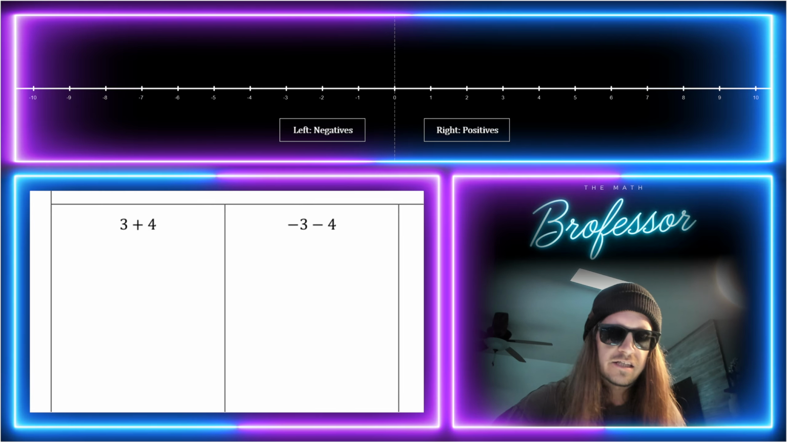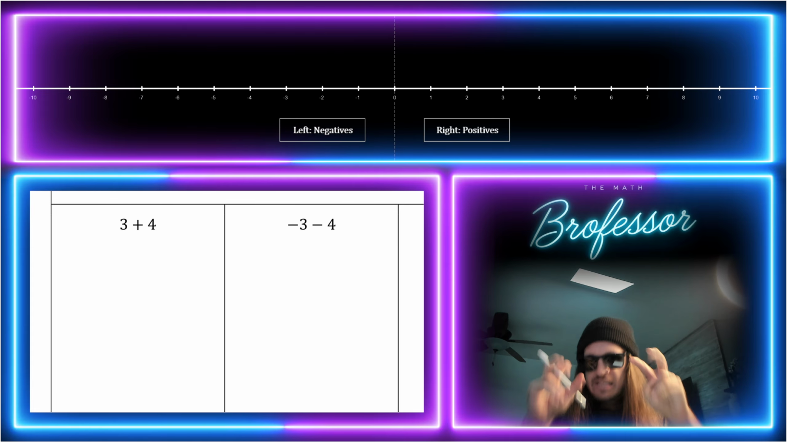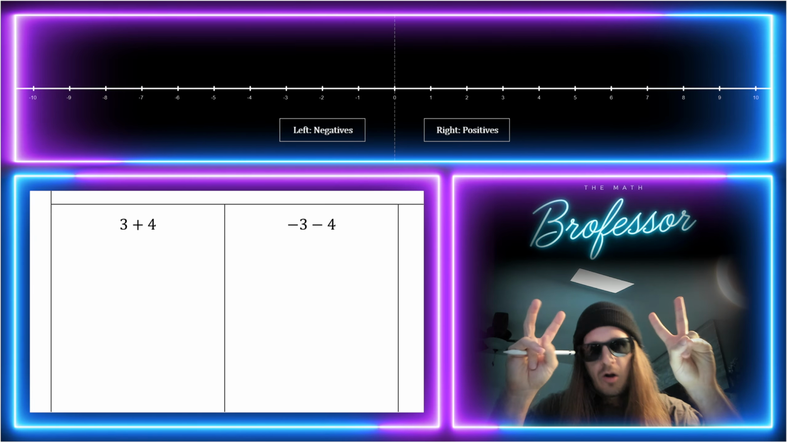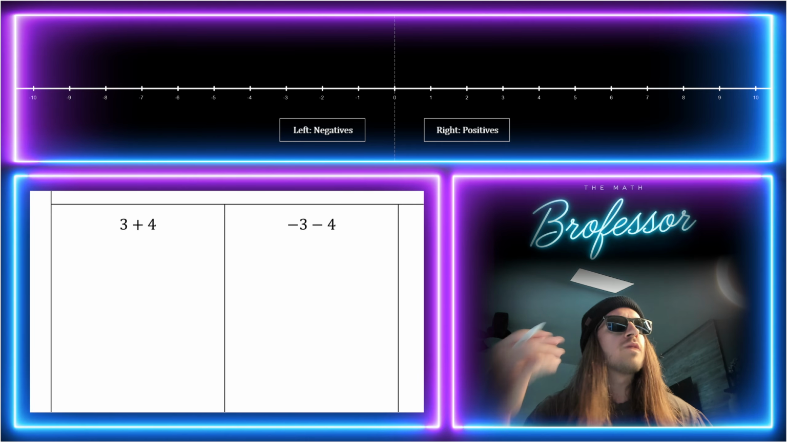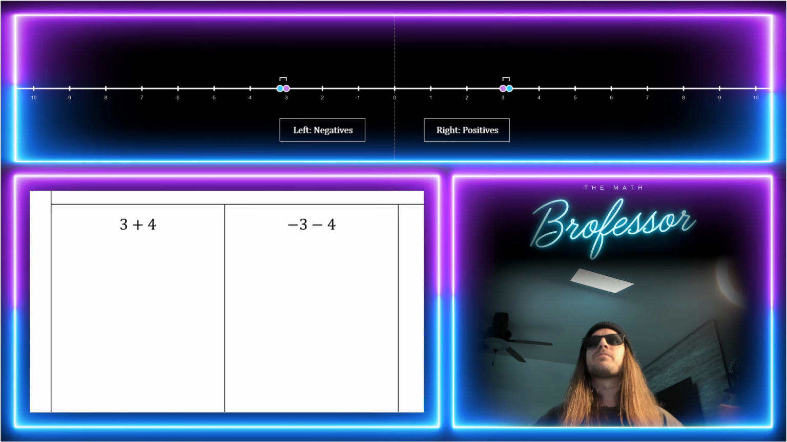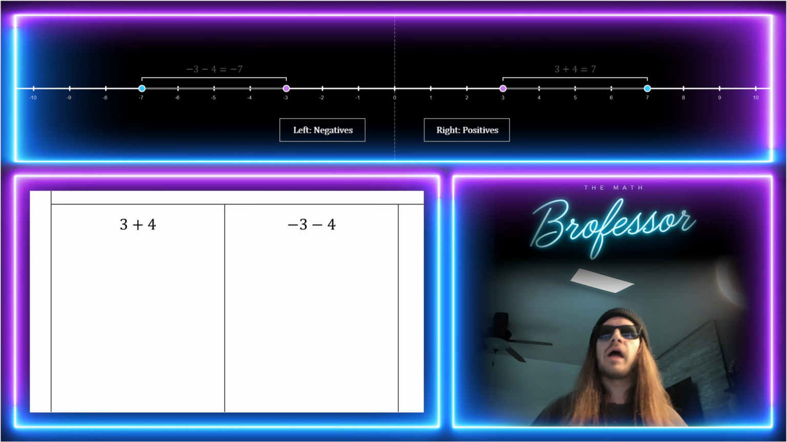but let's compare and contrast these. Let's do 3 plus 4, which I'm calling type 1, and let's compare that to negative 3 minus 4, which is what I'm calling type 2, and let's see what happens. One's going to start on 3 and go right. The other's going to start on negative 3 and go left. Watch what happens. They're going opposite directions here. The one on the right lands on 7.